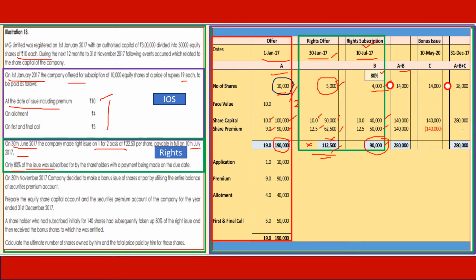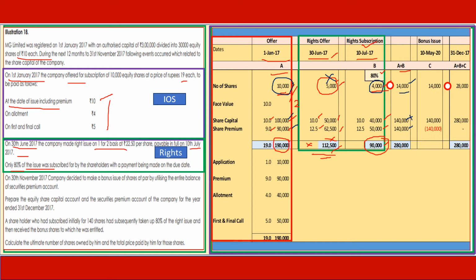And now, though we offered 4,000, we have got applications of 4,000 against 5,000. Therefore, 10,000 plus 4,000 is 14,000. Similarly, we strike the total for capital: 100,000, that is 1 lakh, plus 40,000, is 1,40,000. 90,000 plus 50,000 is 1,40,000, and totally it is 14,000 shares.